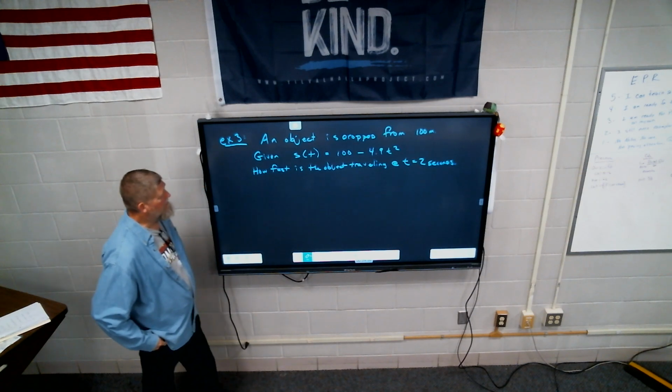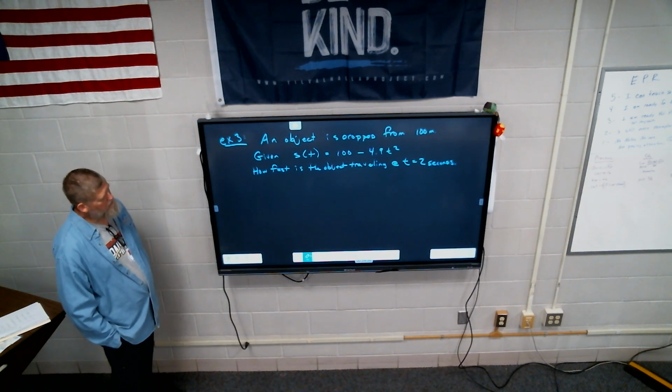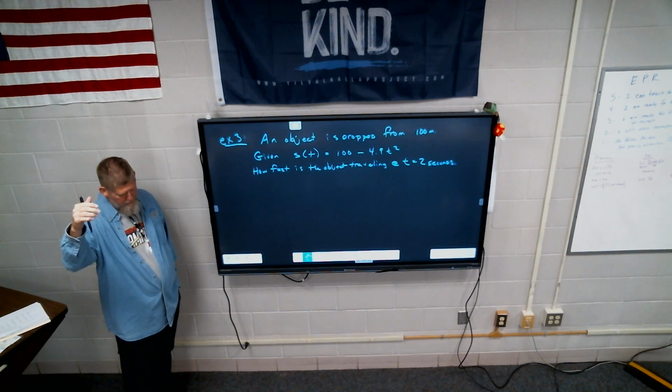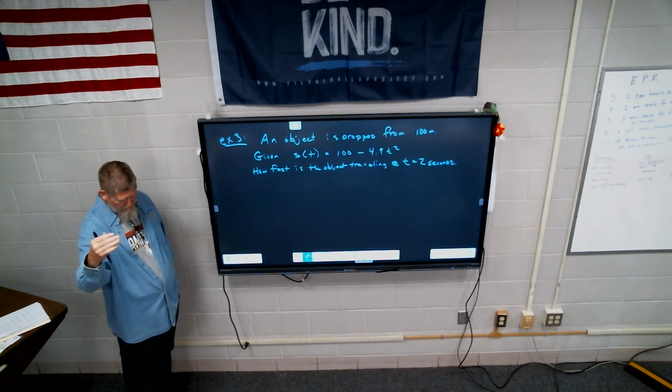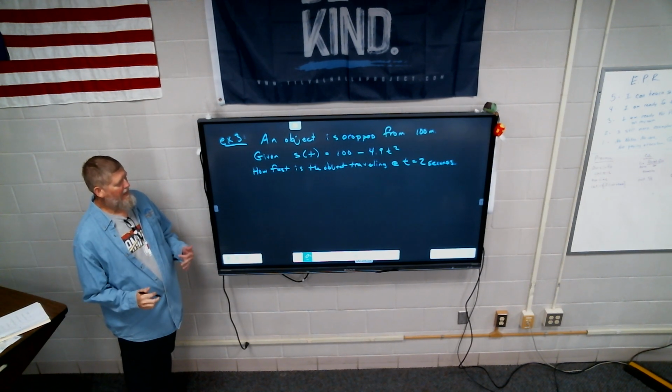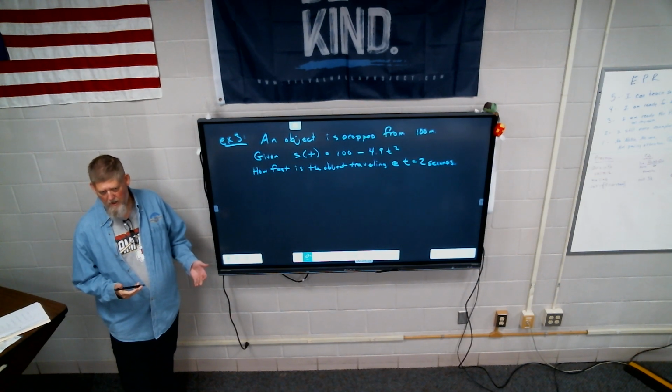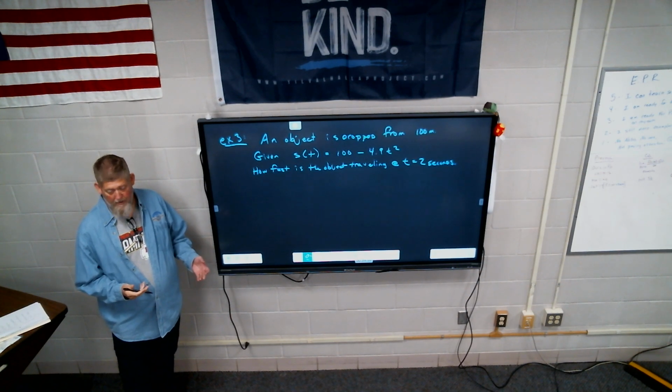At t equals 2 seconds. Okay, so it drops from 100 meters. You can tell gravity, 4.9 t squared, is dropping. It tells you its position. So what are we asking for? How fast is it traveling? Not its position. Now we're looking for its position.